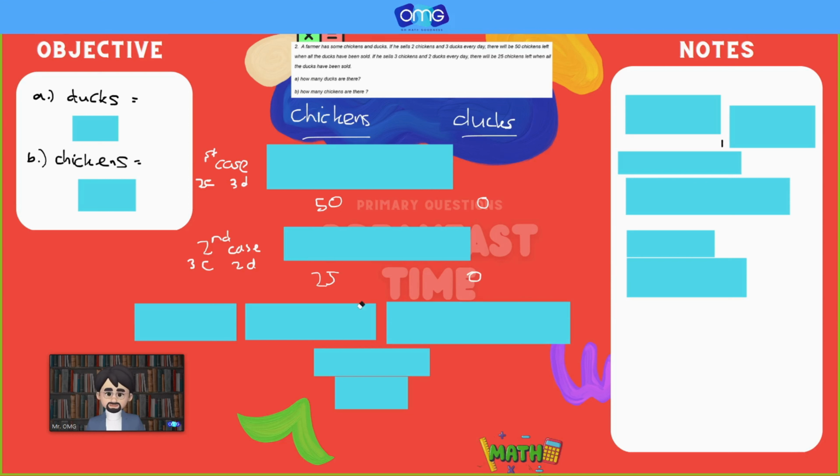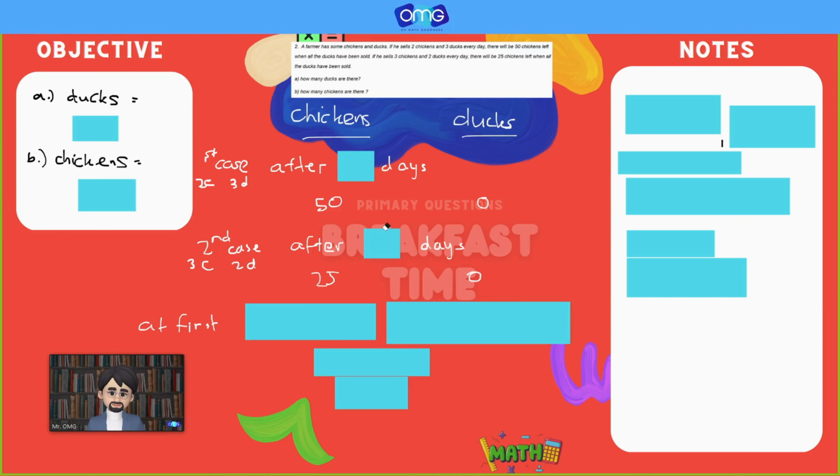Think about it. At first, the number of chickens and the number of ducks should be the same. Let's say after some days, it's different for the first case and second case. Let's say the number of ducks is 6 units at first. There will be 2 units of days in the first case and 3 units of days in the second case. Why? Because at first the number of ducks should be the same.